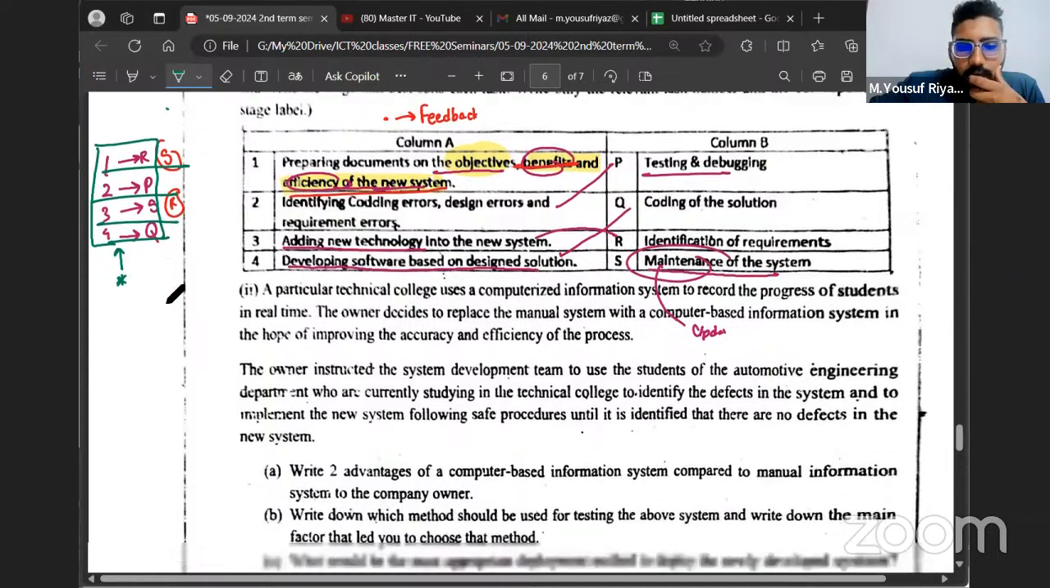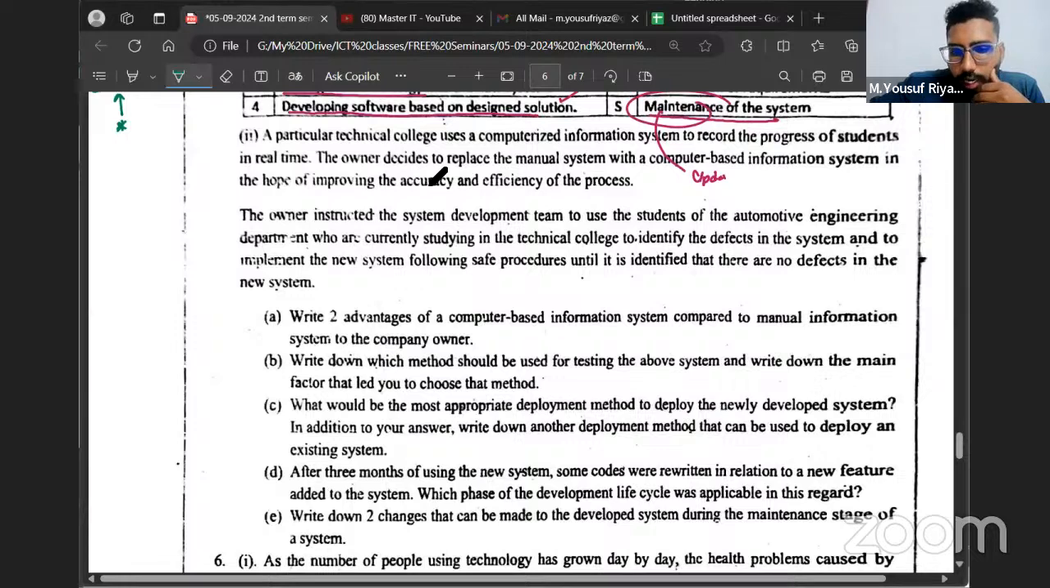Right. Next. A particular technical college uses a computerized information system to record the progress of students in real time. The owner decides to replace the manual system with a computer-based information system in the hope of improving the accuracy and efficiency of the process. Now they are mentioning that they're going to replace the manual system with a computer-based system. The owner instructed the system development team to use the students of the automotive engineering department who are currently studying in the technical college to identify the defects in the system. So the defects in the system are going to be identified with the help of these students, it seems.